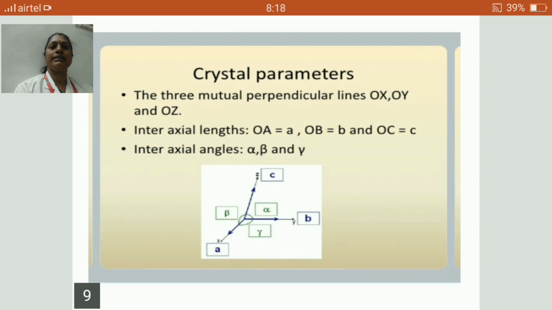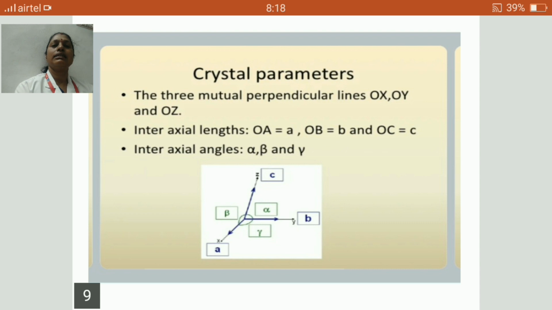Crystal parameters are the combination of intercepts and interfacial angles. Intercepts are the nearest atom distances along the XYZ axes. Along the x-axis the intercept value is denoted by A, along the y-axis by B, and along the z-axis by C.